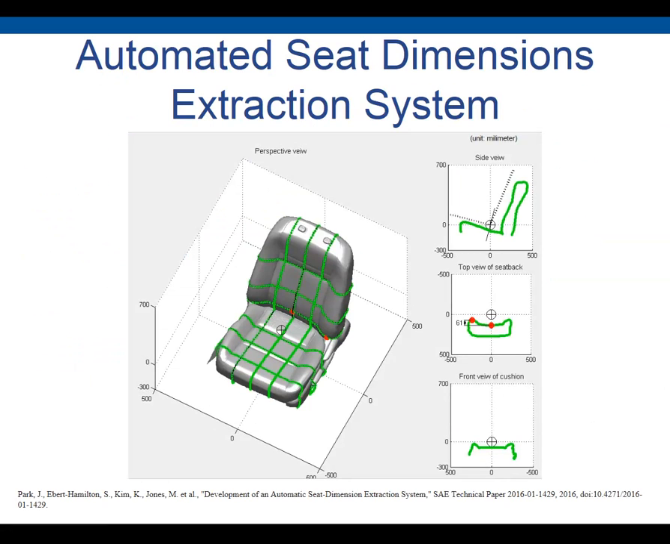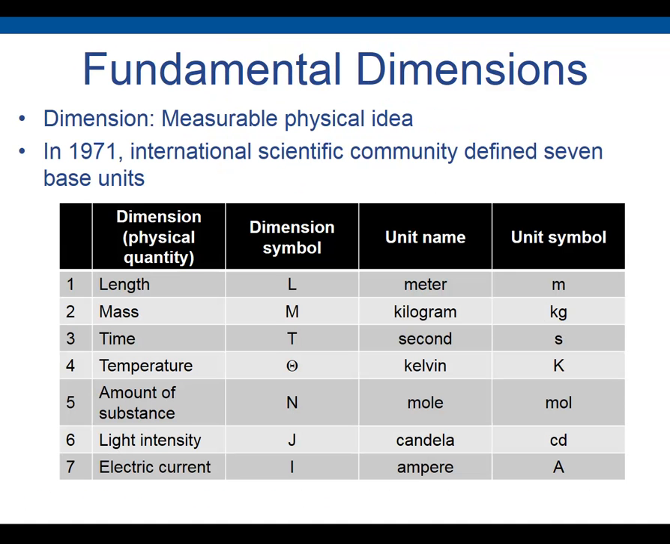So this is the system that I developed when I was in Michigan. This one was published in an SAE technical paper. As you can see, the red points indicate landmarks to measure the width, length, height, or even radius. This process is done automatically, so we can reduce the extraction time enormously. Alright, that was the research, but I want to talk about dimensions.